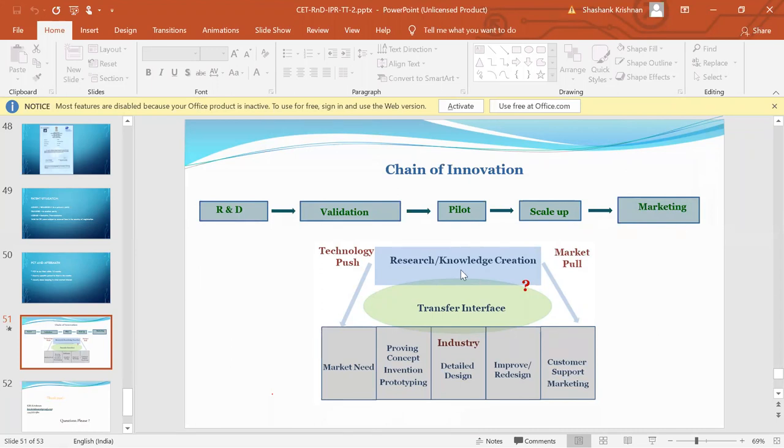And once you do that and you have a repository, now the two options. One is based on the market requirement, we can push the technology to the society. The other is there is a demand from the market for such a product. So they will try to pull your knowledge from that. And this is done through proof of concept, invention prototyping, a detailed design, and production. And these all things can be done only with the industry.